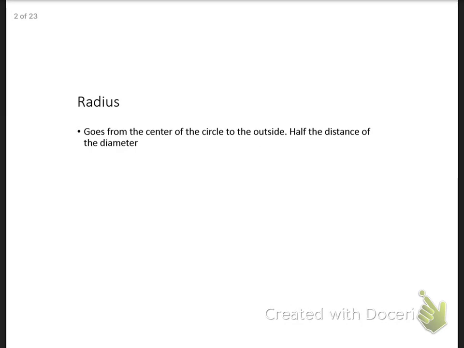In this video, we're just going to go through a circles review, so a bunch of vocab and things we've already learned. Okay, so the radius goes from the center of the circle to the outside and is half the distance of your diameter. I'm going to go through these pretty quickly, so go ahead and pause the video every single time another one of these pops up so that you can fill in the blanks.